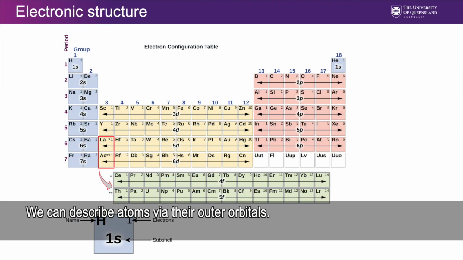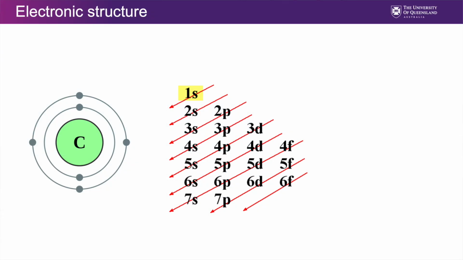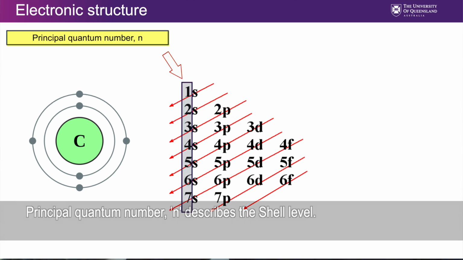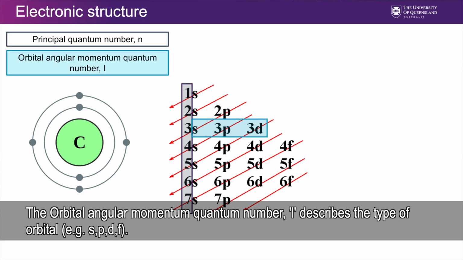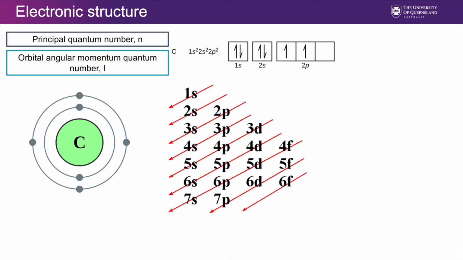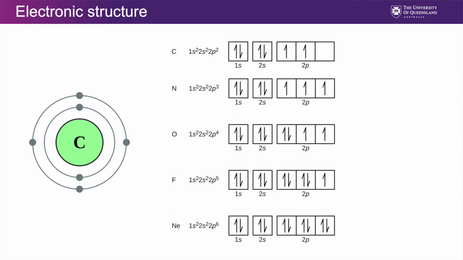We can describe all of the atoms based on their outer orbitals. Carbon is quite simple. We'd start off with the 1s, then we'd go to the 2s and the 2p. So we need to consider the principal quantum number n. That just describes the shell level, you know, the number. We've also got the orbital angular momentum quantum number L, which describes the type of orbital, whether it's an s, p, d or an f orbital. And we can start filling the electrons in like so. For carbon, for example, there are 6 electrons, and this is how they fill in. And as we go across the periodic table, we're always adding a proton and an electron one by one. And so as we go across, we begin to fill the shells like so, until eventually on this period, once we get down to neon, we have a full shell.